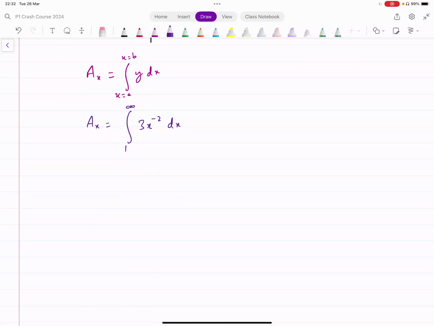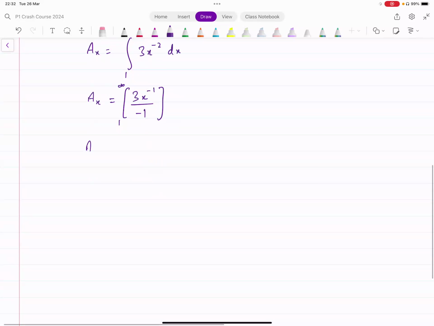Just like you do it normally, integrate the function, input the limits. What's the integral of this? 3x raised to power minus 2. How do you integrate that? 3 remains as it is. Add 1 to the power. So minus 2 plus 1, that's going to be minus 1, divided by minus 1. What are the limits? Limits are from 1 to infinity.